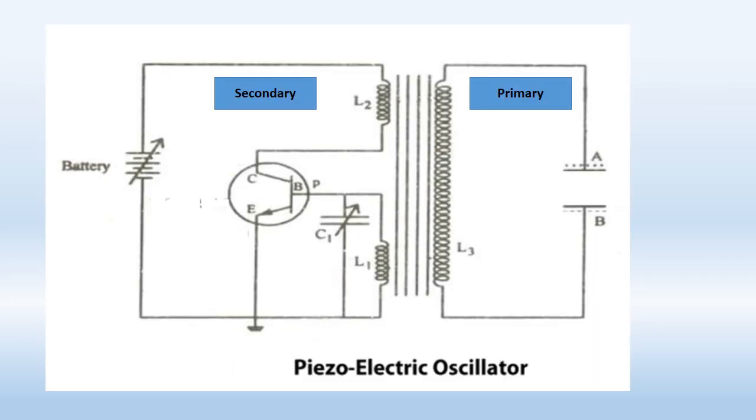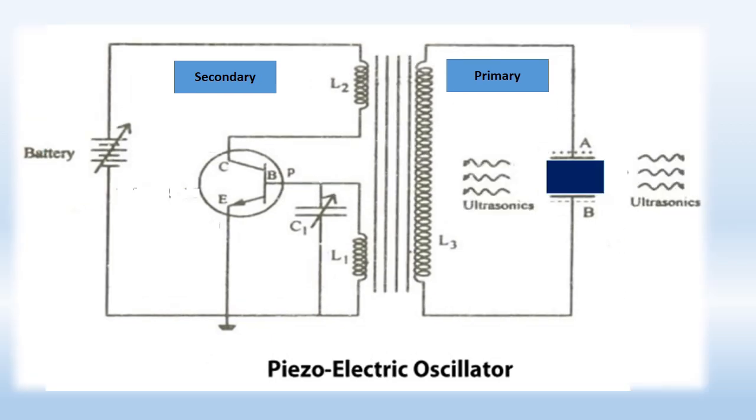This is a circuit diagram of a piezoelectric oscillator which can be used for generating ultrasonic wave. A quartz crystal is placed between two metal plates A and B. The plates are connected to primary coil L3 of a transformer, which is inductively coupled to the electronic oscillator. The coils L1 and L2 of the oscillator are taken from the secondary of a transformer T. The collector coil L2 is inductively coupled to L1.